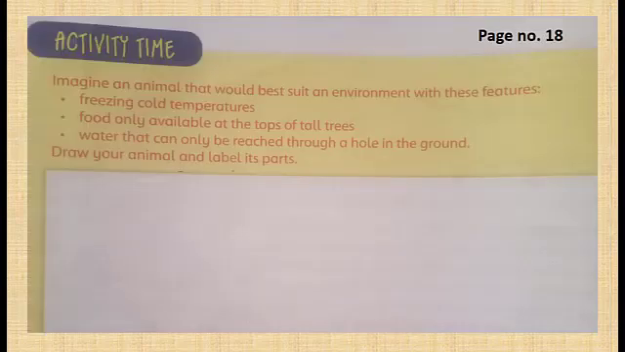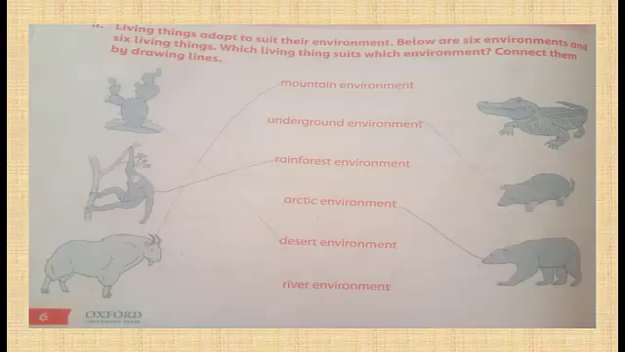Activity time. Students, this activity belongs to the page number 18 of your science textbook. You have to imagine in this activity an animal that would best suit a freezing cold environment, an environment where food could only be found at top of tall trees, and one where water could only be reached from a hole in the ground. Now, match these animals to their suited environment. This question taken from the page number 6 of your science workbook.